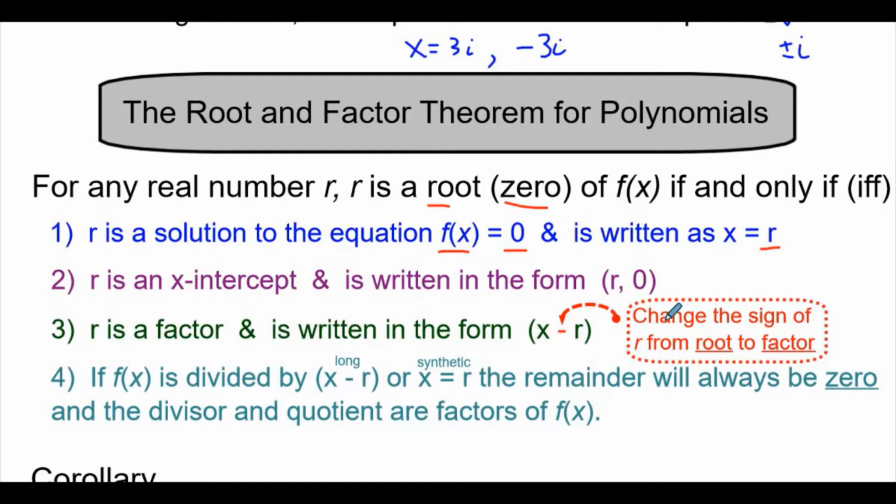Please keep in mind you change the sign of r from root to factor or factor to root. So whatever this is, this will be the opposite. Let me give you an example of that. So let's say we had, as an example, let's say one of my zeros was x equals 2.